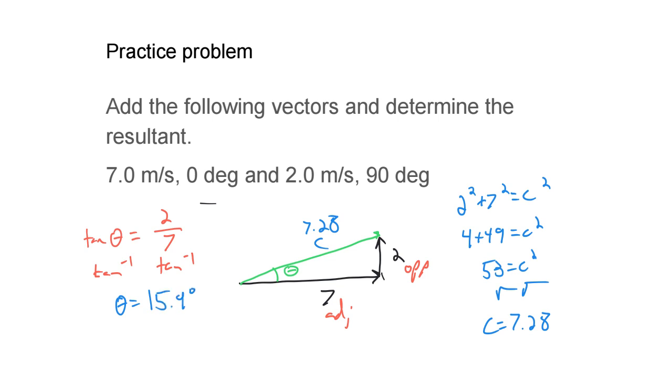Now we can add in that unit. Our final answer is 7.28 meters per second at 15.9 degrees. And that is our resulting vector. It has a magnitude, 7.28, and a direction, 15.9.